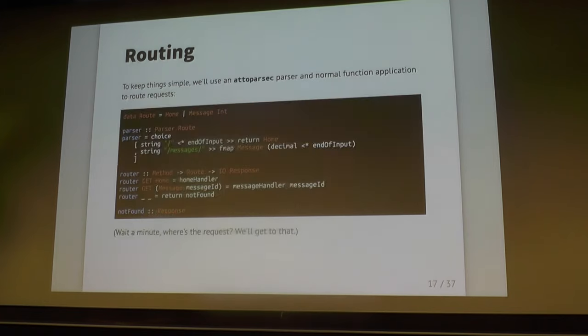We're going to do something very simple, which is going to be a bit more verbose, but hopefully easier to think about. So what we're going to do is take the path in the request, and parse that using Attoparsec into a custom data type that represents the different locations in our web application. So here we have a very trivial web application, and it basically says you have a home page, or a home resource if you're into that stuff, and a message, which can have an integer.